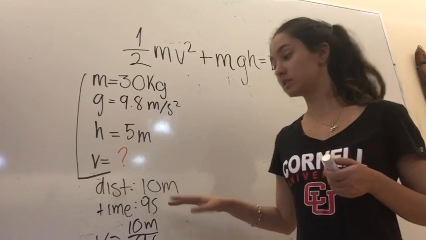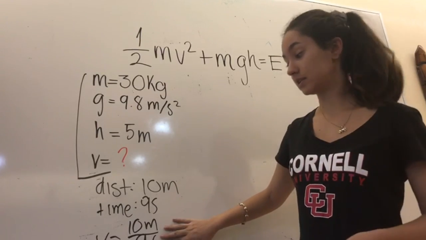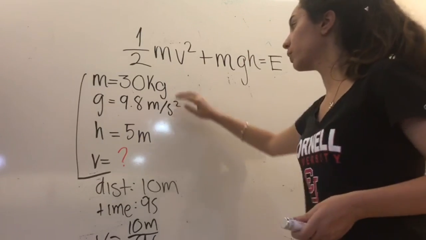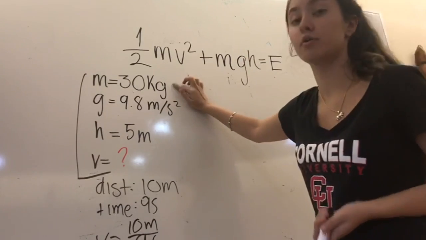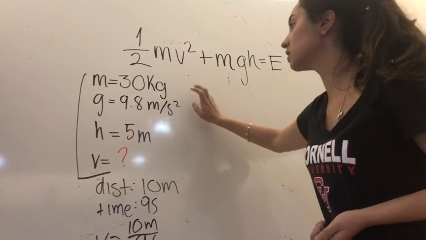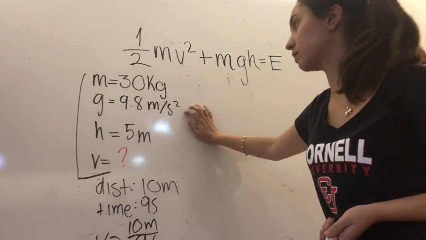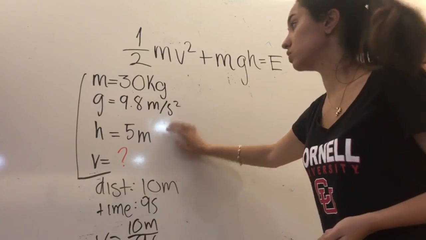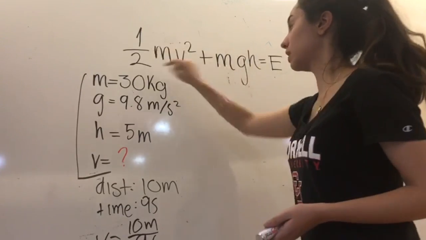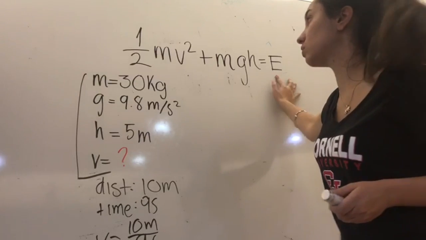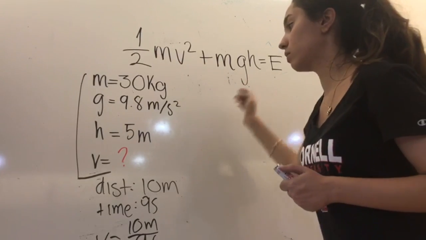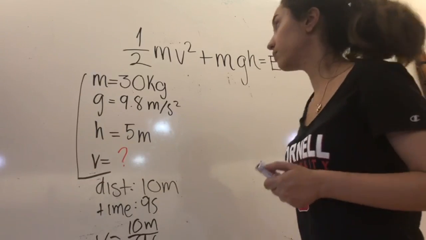So now we will attempt to calculate this velocity, but using a different method. So we'll take into consideration that our mass was of 30 kilograms, the gravity constant is 9.8, and our height was around 5 meters. So using this information and this formula, that total energy is equal to kinetic energy plus potential energy, we will be able to find out this value.